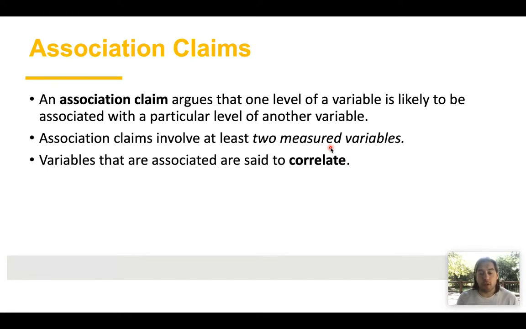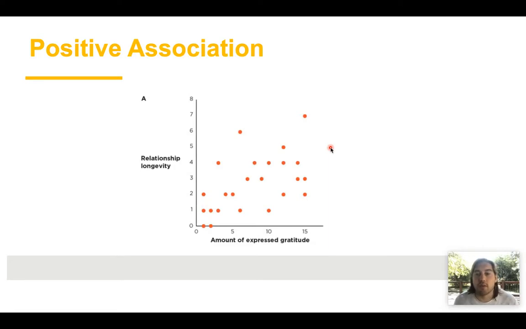And so when we make these association claims, again, the statistic that we use is called a correlation. Now, we can visualize these relationships using what are known as scatterplots. Here's a scatterplot with some data about relationship longevity on the y-axis. So the higher up we go, the longer a relationship has lasted. And here on the x-axis, we have amount of expressed gratitude. How often you tell your partner that you're thankful for them, right? That you have gratitude for what they do. And so we can see, in general, on average, the more gratitude you express, the longer the relationship.